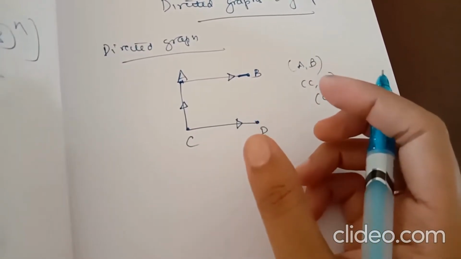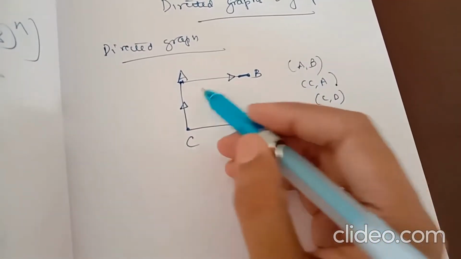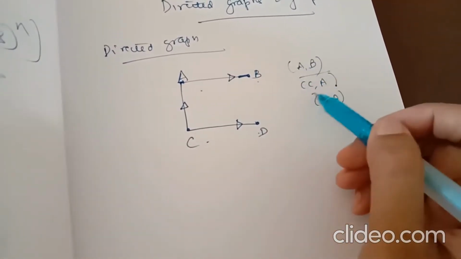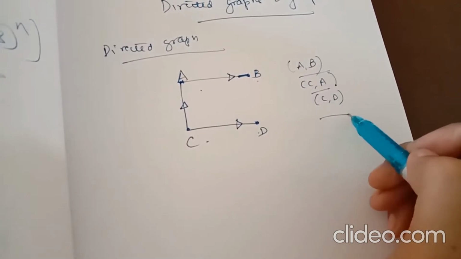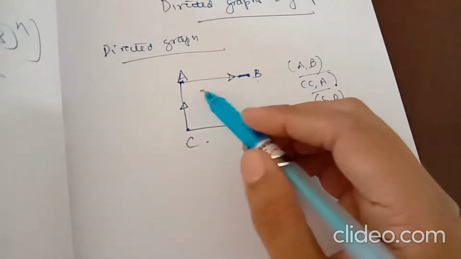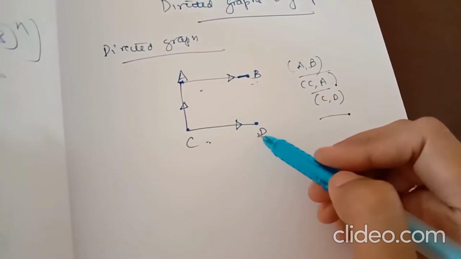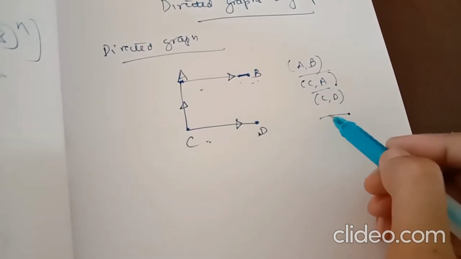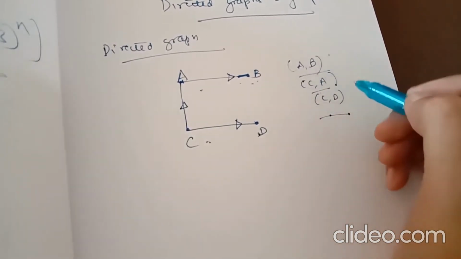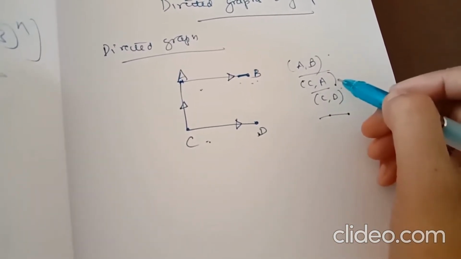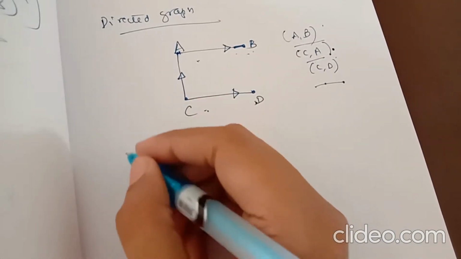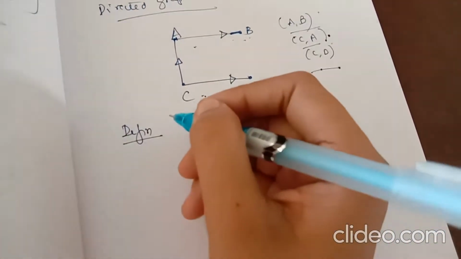So this diagram consists of a non-empty set of vertices A, B, C, D and a set of directed edges represented by ordered pairs of vertices, namely AB, CD and CA. Such a diagram is called the diagram of a directed graph. So we'll define it very clearly.